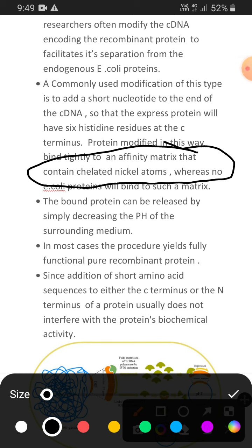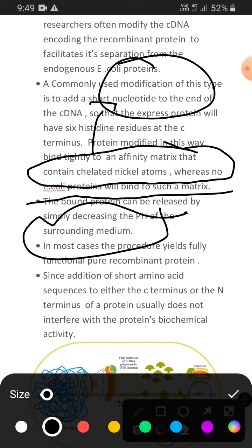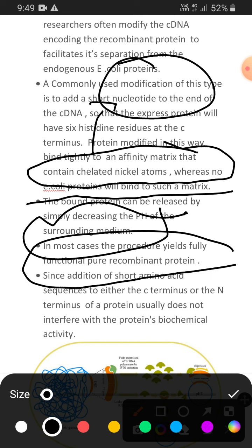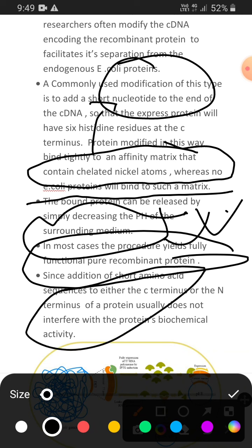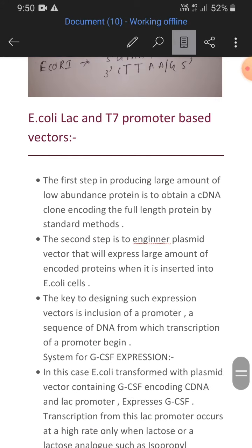So as I discussed with you, we will simply treat our entire protein sample with an affinity matrix containing chelated nickel atoms, where no E. coli protein will bind to such a matrix, right? The bound protein can be released by simply decreasing the pH of the surrounding medium, and in most cases the procedure yields fully functional, pure recombinant protein, right? Because remember, adding a short amino acid sequence at the N terminus or C terminus does not affect the biochemical activity of the actual protein. Okay, so we can simply adopt such a technique to purify our protein samples. So that is the overall idea regarding the E. coli LAC T7 promoter based vector.